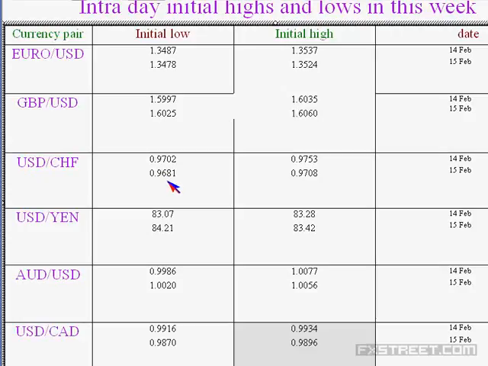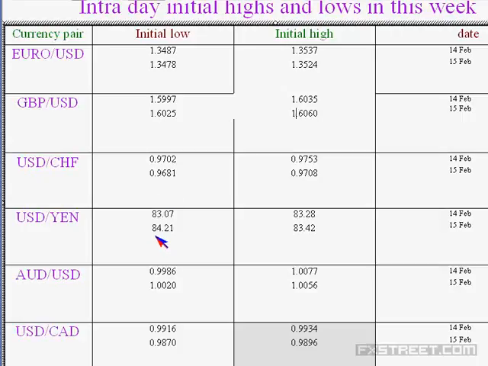96.81 is the low, which is intact. They are closer to the low. 97.08 is the high, and still they have not breached the low, and they are expected to slowly gain the levels in the case of CHF also today, because you come across euro is showing 22 pips positive net change, whereas CHF has reduced the net change to 9 pips.